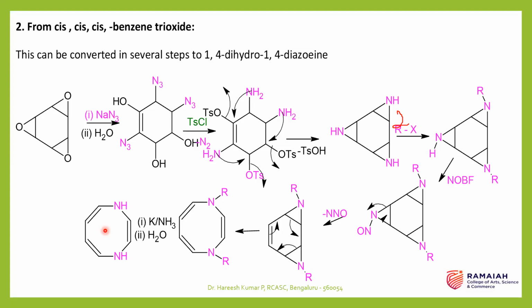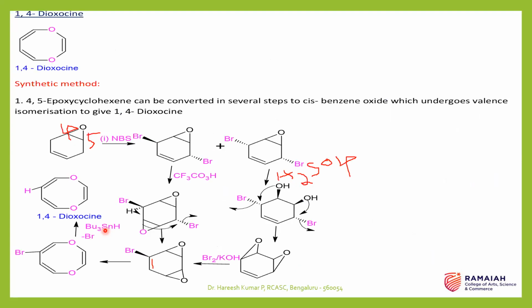The next slide is about the reactions of 1,4-diazocine. Okay, I am not discussing the reactions. I am directly going for dioxocine. Dioxocine means it's an 8-membered ring with 2 oxygens as the heteroatoms. So dioxa means oxygen, it's a prefix, and ocine, OCINE, is the suffix for an 8-membered ring.